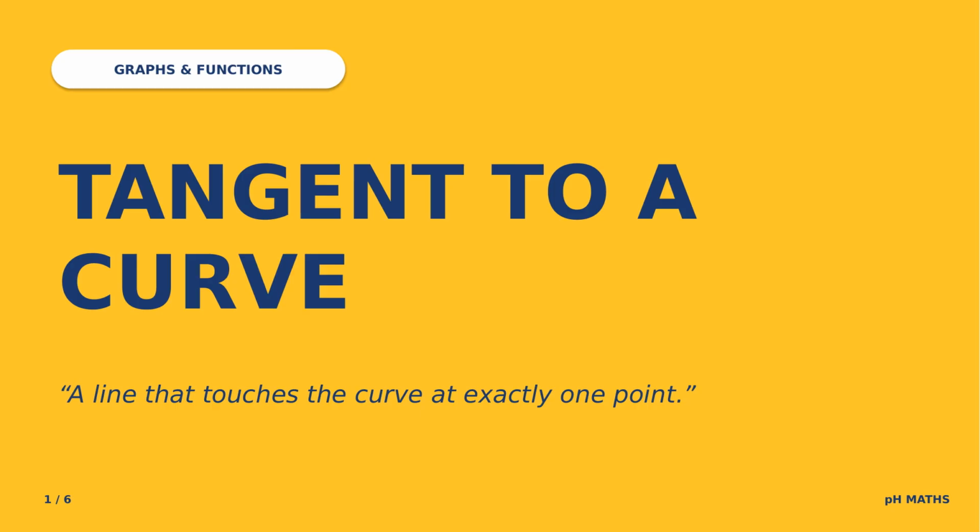Today's explainer is the tangent to a curve, a straight line that touches the curve at exactly one point. By the end of this video, you'll know the gradient rule and the perpendicular to radius rule for circles.